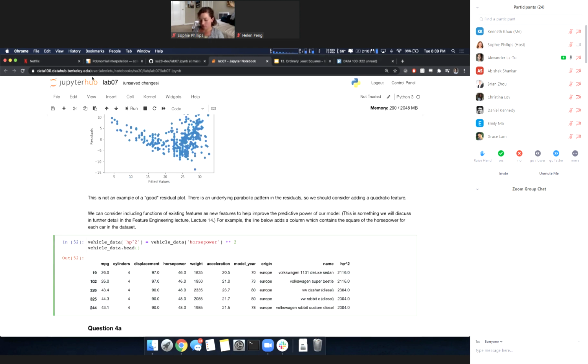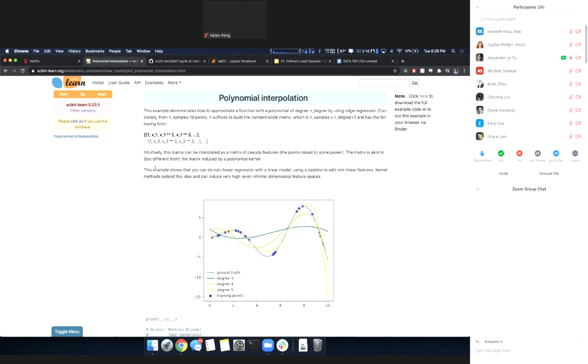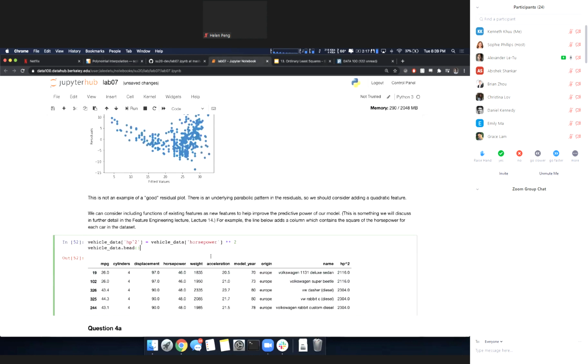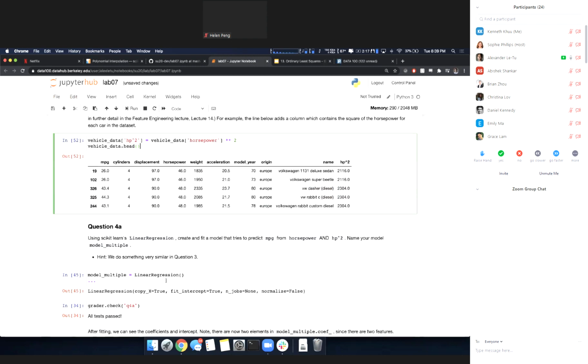This is somewhat similar to this scikit-learn article on polynomial interpolation. We're basically generating new data from existing data to hopefully get a better fit. It isn't super important that you know the nuances of this, but just in case anyone's curious, this is what we're attempting to model. We're just going to square one of our features, and that's where we jump into question 4a.